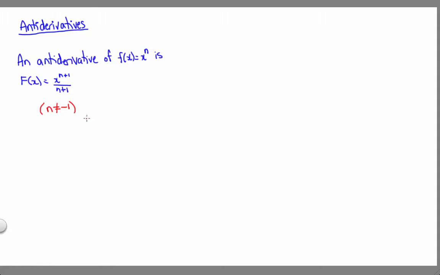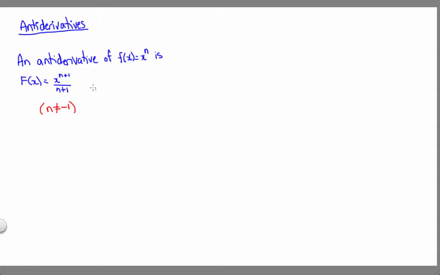In this video, we'll take a look at antiderivatives. An antiderivative of x to the n is x to the n plus 1 over n plus 1. This formula is valid for any real number n as long as n is not equal to negative 1.